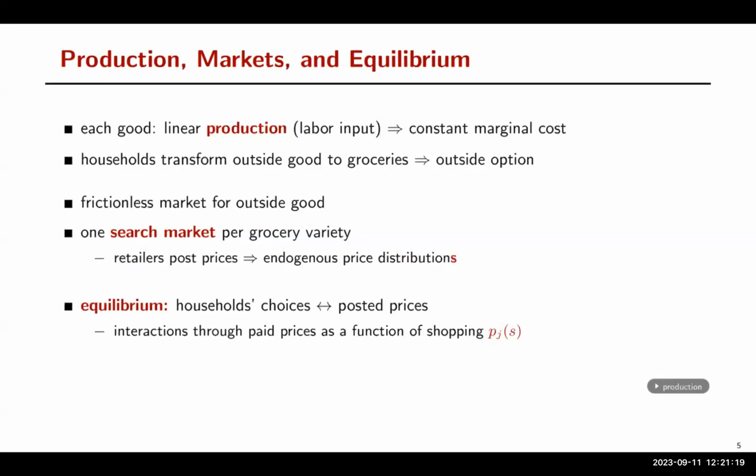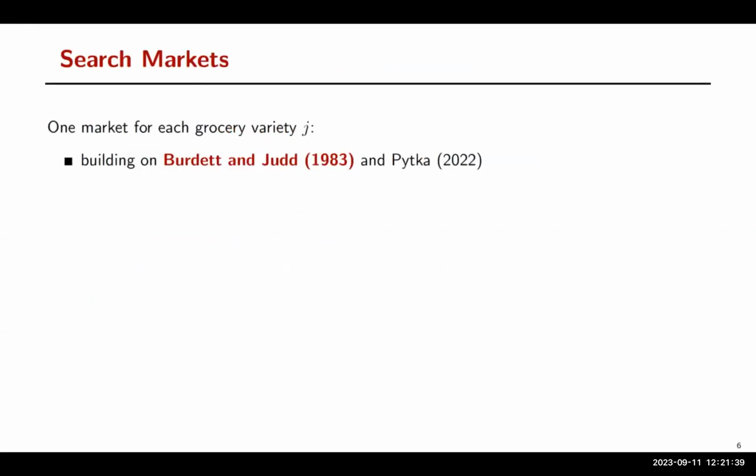And they interact exactly through this pricing function PJ, because that's going to depend on the one side on the distributions that retailers post. On the other side, it's going to govern especially the slope of this PJ with respect to search effort. That's going to govern how much households want to buy and how much households want to search for cheap prices.